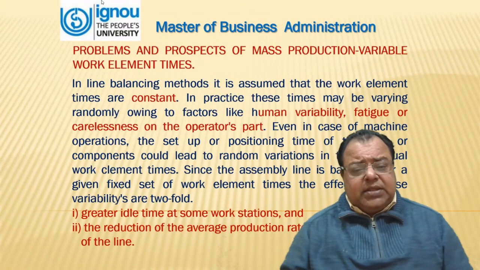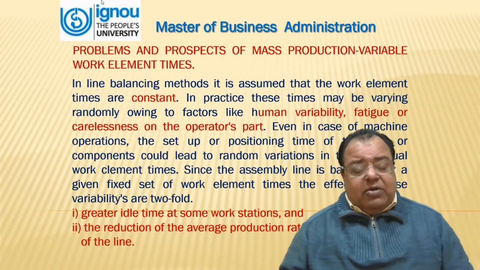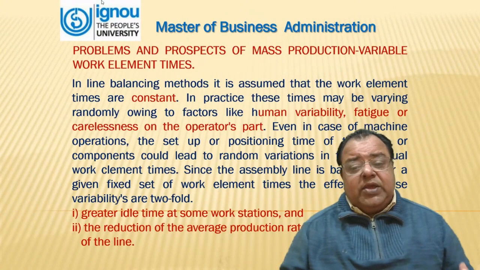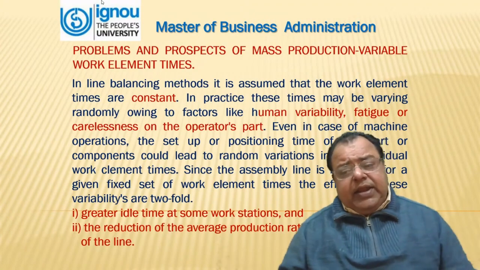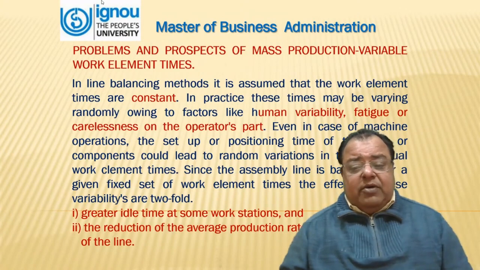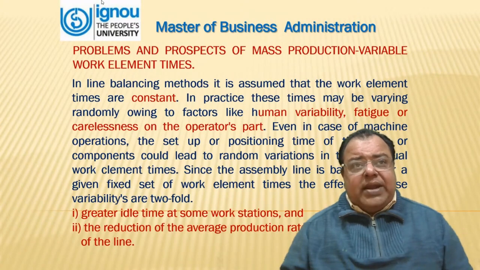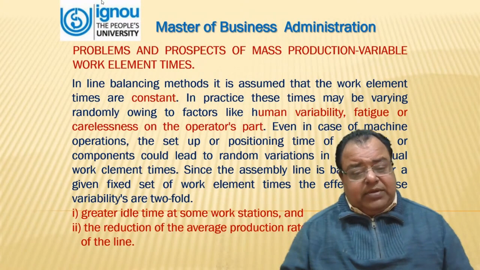What are the problems and prospects of mass production variable work element types? In the line balancing method, it is assumed that the work element times are constant. In practice, these times may be varying randomly owing to factors like human variability, fatigue, or carelessness on the operator's part. Even in case of machine operation, the setup or positioning time of the part or component could lead to random variations in the individual work element times.